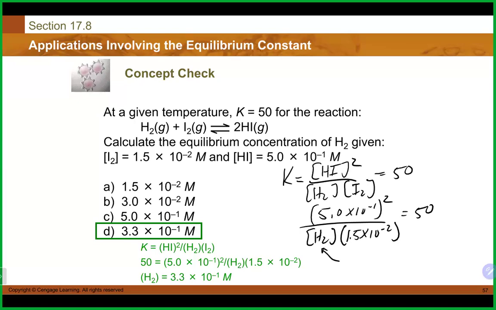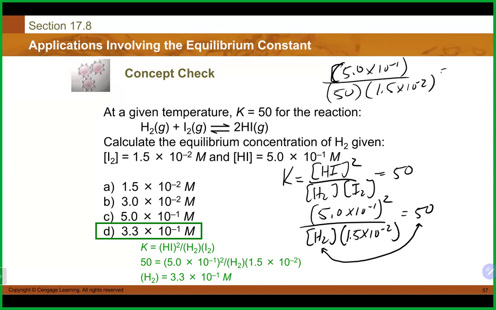And here we're going to basically exchange these two. And that will end up with what we got on the bottom there, our 5 times 10 to the minus 1 divided by 50 and divided by our 1.5 times 10 to the minus 2 is equal to our H2. And it does equal this guy right there. So remember that you can only use equilibrium concentrations to go into an equilibrium constant. And if they are not, you actually have to do a little calculation to figure out the equilibrium concentrations, which we'll talk about right now, actually.